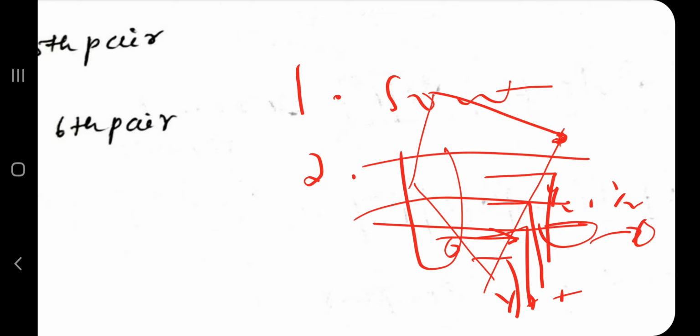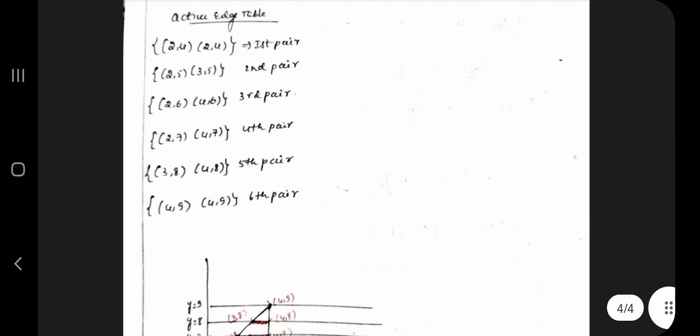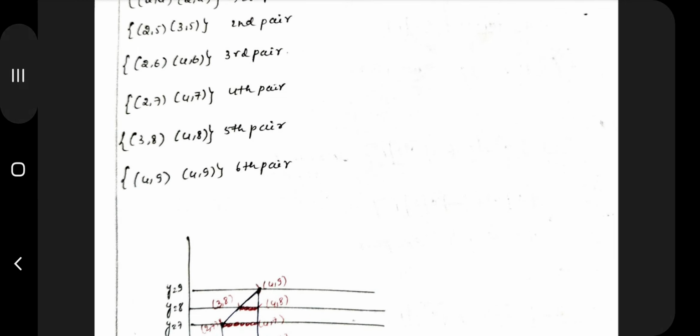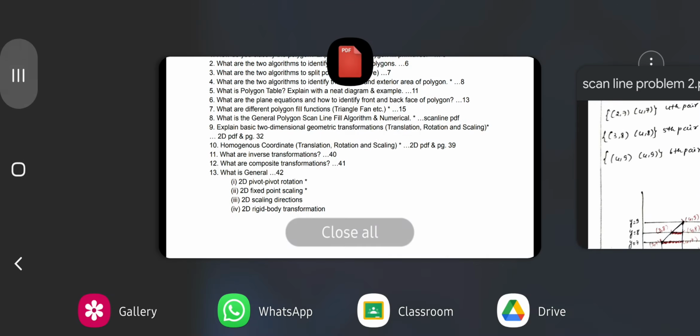Then you will write the coordinate values here. After that, you will be filling those values. That's all what you have to explain in the algorithm as well. If you explain it properly, you will get the marks. Okay, so that's all what is there in the general scanline fill algorithm. A very important question from exam point of view.